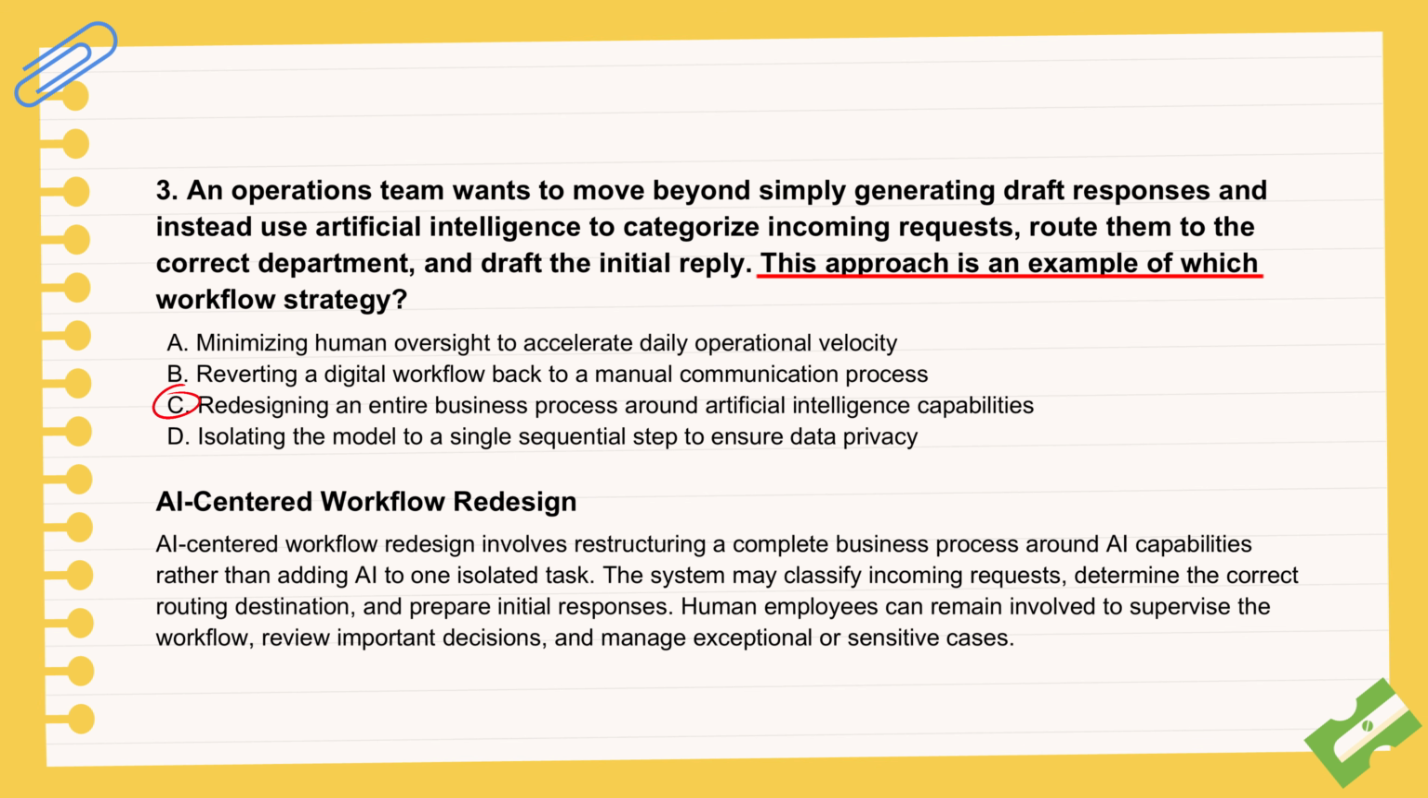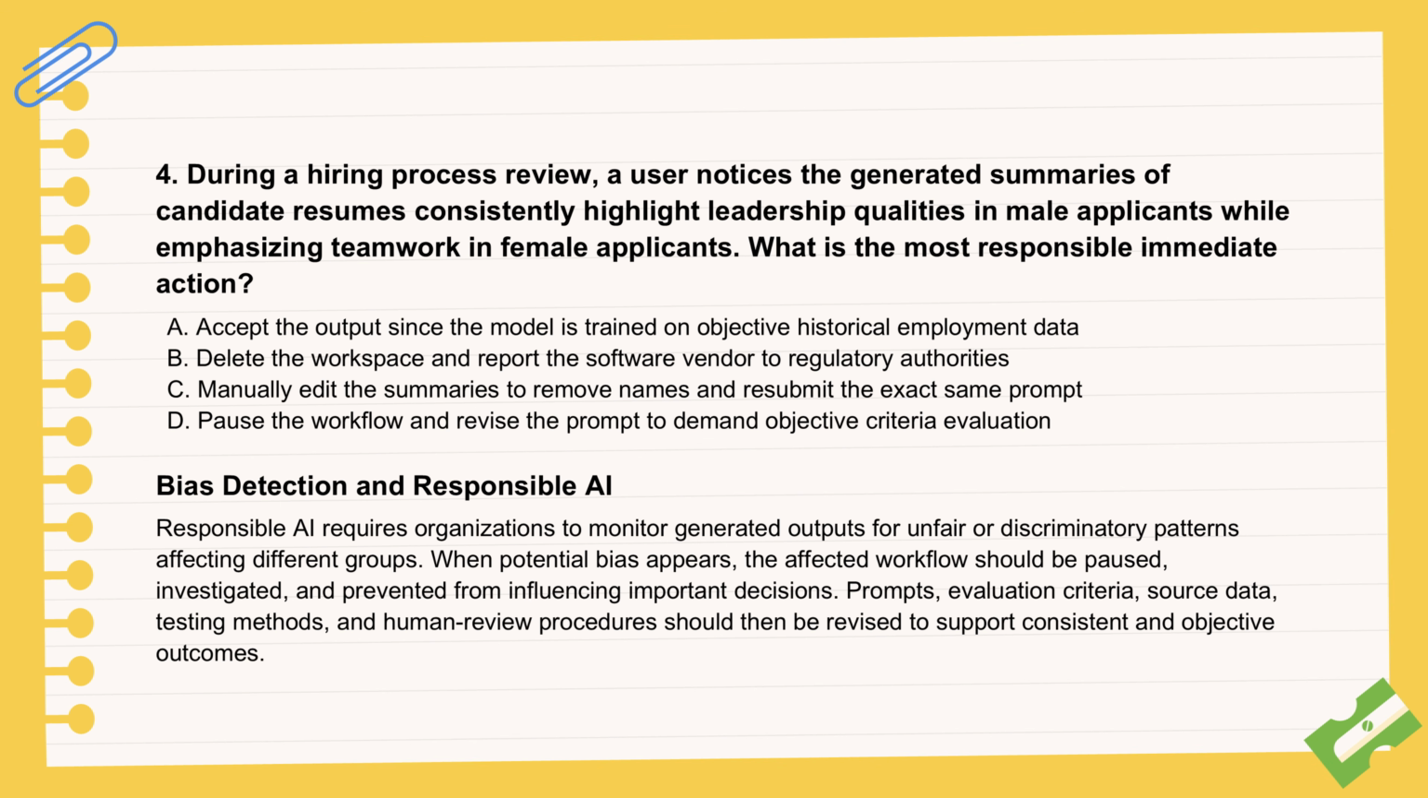That is wild. But I mean, handing over the factory keys means any flaw in the AI's logic gets mass-produced, right? Like if the AI learns a bad habit, it scales it instantly across the whole company. That is the big risk, yes. So let's test how to handle that. Question 4. During a hiring process review, a user notices the generated summaries of candidate resumes consistently highlight leadership qualities in male applicants while emphasizing teamwork in female applicants.